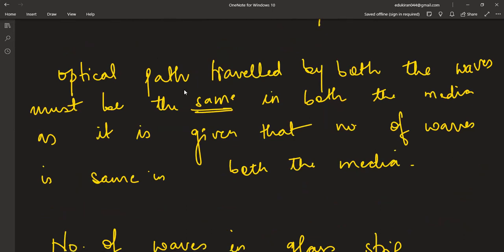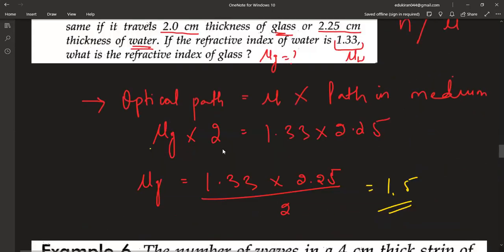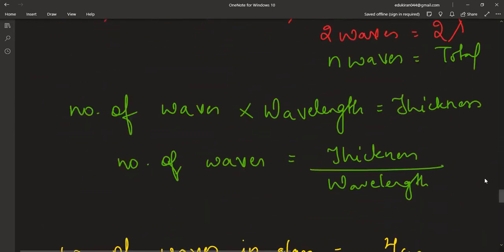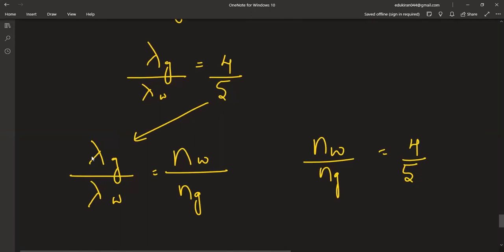That optical path traveled by both the waves must be same. See, you were asking, how did we obtain this? Why is it written like this? In short, I have already told you the derivation; a proper long derivation is not there in your syllabus. But through this, you can understand. Do you see, ultimately wavelength into number is equal to wavelength into number, that is thickness.